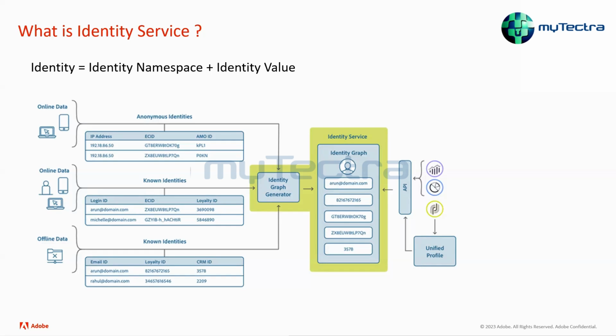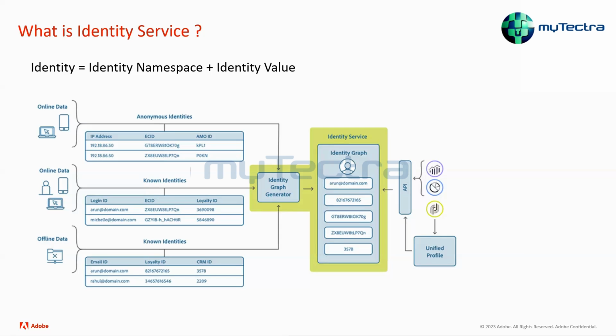Similarly, if you have a phone number, phone number is the context of the namespace. Like that, if there's an ID like CRM ID, the ID is the thing and the namespace is the CRM ID. CRM ID is nothing but the context of this particular thing. What is the type of it? It's called namespace. The value is value. So that's what identity comprises of.